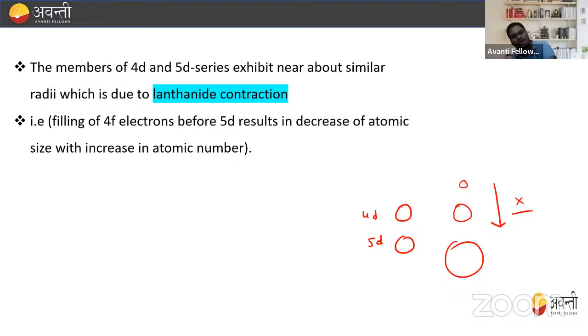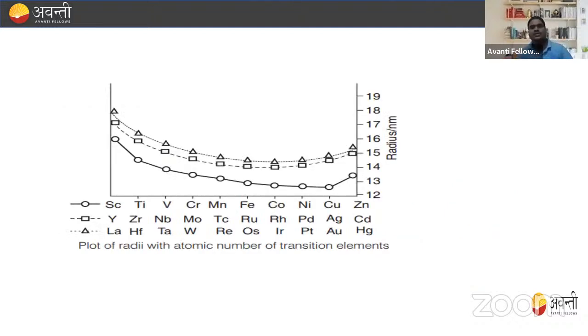We are going to study this in the f block elements as well. So basically, the members of 4d and 5d series exhibit near about similar radii, which is due to the lanthanoid contraction. This is how we represent the size of the atomic radii of the transition elements. This circle represents the first, 3d series. This represents the 4d series, and this represents the 5d series. This graph is a plot of radii against the atomic number. Here we have the atomic number, and this is the radius.